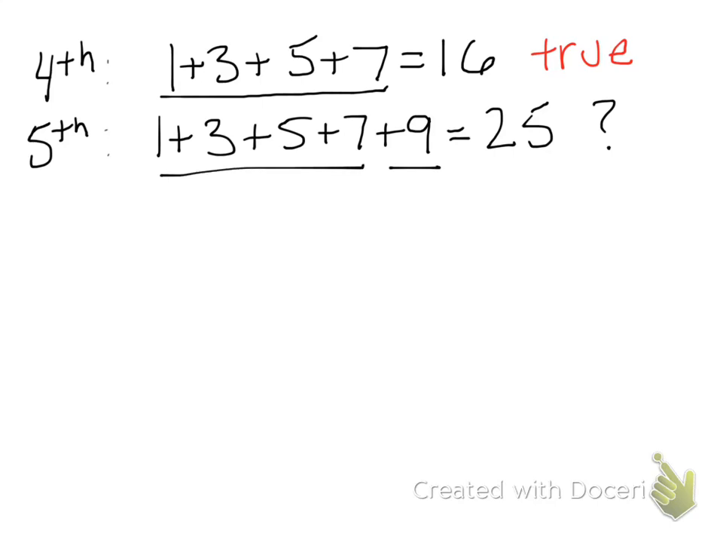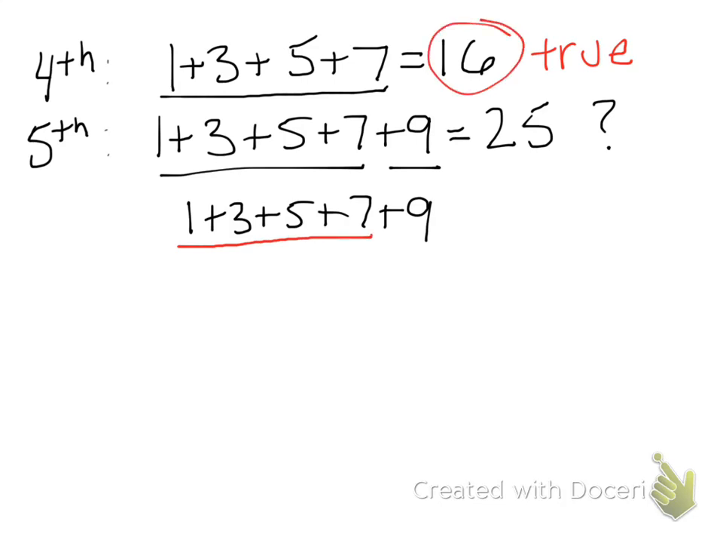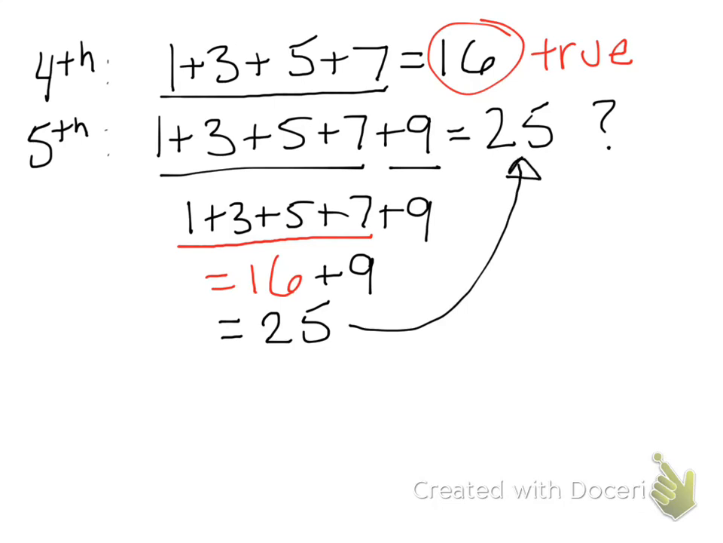So using numbers, here's what our problem's going to look like. If I want to add up 1 plus 3 plus 5 plus 7 plus 9, I already know that 1 to 7 adds up to 16. So I could say, well, this is 16, and then I'm adding 9 more in. What's 16 plus 9? 25. Okay, so 1 plus 3 plus 5 plus 7 plus 9 does equal 25. Is that what the formula says it equals? Yes, it is. So things seem to be on the right track.